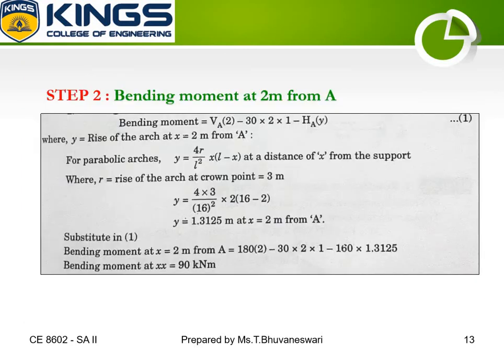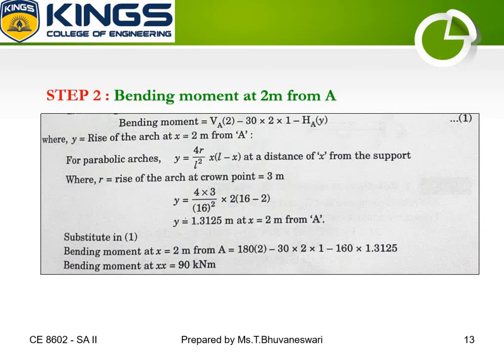In the second step we have to find the bending moment at 2 meter from the left hand support. At 2 meter from the left support, the UDL acts and the vertical reaction VA acts as well as the horizontal component. So we have to consider those components and take moment at 2 meter from the left hand support. So VA into 2, and then the UDL, 30 into 2, represented as a point load, which acts at a distance of 2 divided by 2, which is 1, minus HA into Y. So this is what I have represented here.